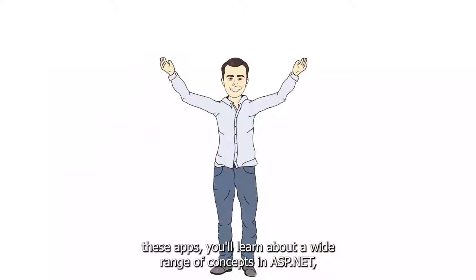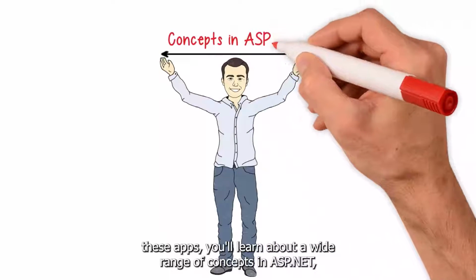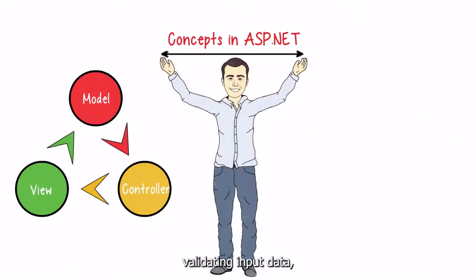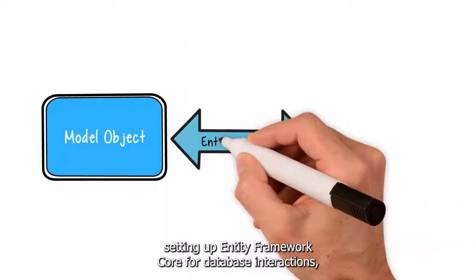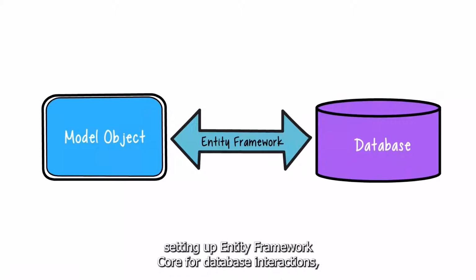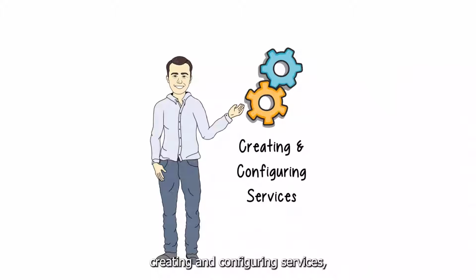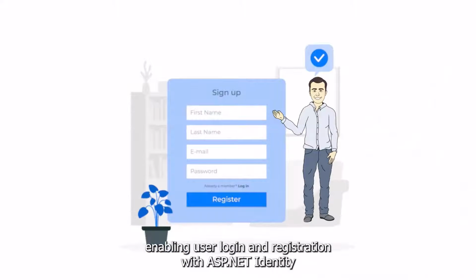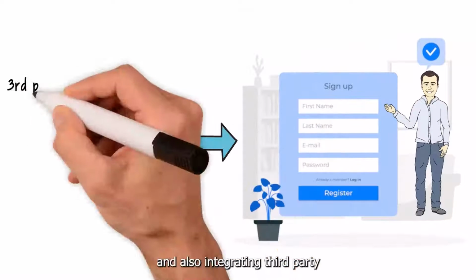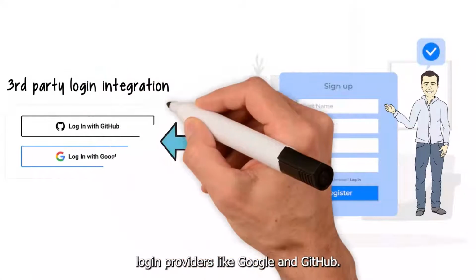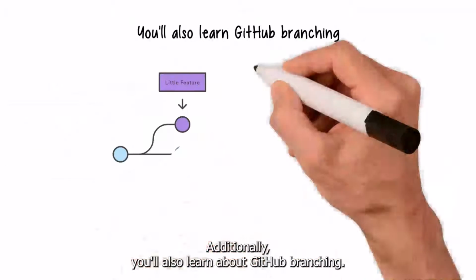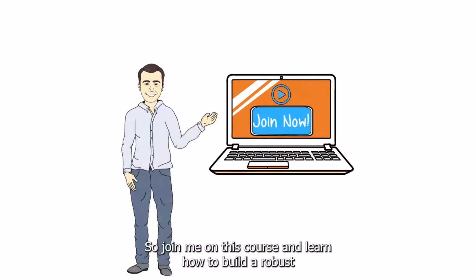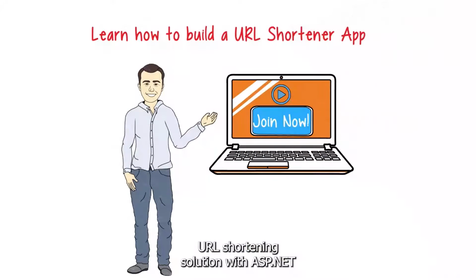To build these apps, you'll learn about a wide range of concepts in ASP.NET, including passing data between controllers and views, validating input data, setting up Entity Framework Core for database interactions, creating and configuring services, enabling user login and registration with the ASP.NET identity, and also integrating third-party login providers like Google and GitHub. Additionally, you'll also learn about GitHub branching. So, join me on this course and learn how to build a robust URL shortening solution with ASP.NET.